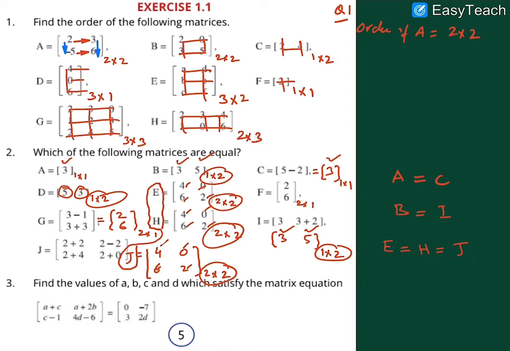Then F, you can see 2 and 6. F is equal to G. G also has 2 and 6, and the order is also the same. Now A, B, C done, D is not equal to any matrix, and E done, F, G, H, and I also done, and J also done.